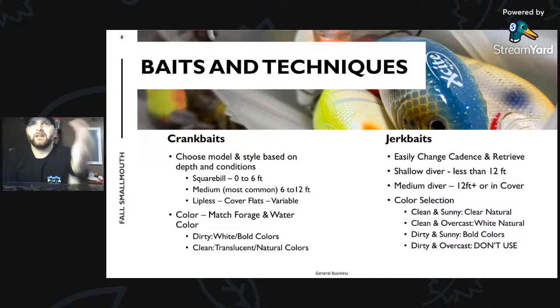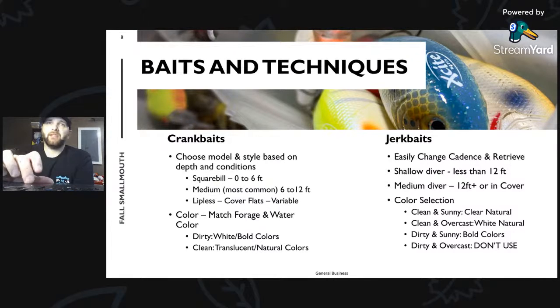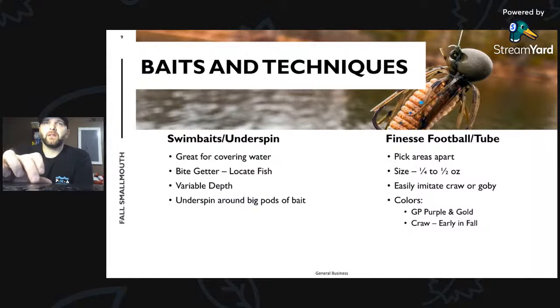But if you're fishing in clean and sunny conditions, I'm going to like those natural clear style colors. If it's clean and overcast, I'm going with those white-sided baits, basically match the hatch, but have a bait that has a little bit of presence in the water. If it's dirty and sunny, I'm going to bold colors like those Table Rock Shad or something with some chartreuse and orange on the bait. And then if it's dirty and overcast, I am just straight up not throwing a jerk bait. There's other baits that I have a lot more confidence with when that water is dirty.